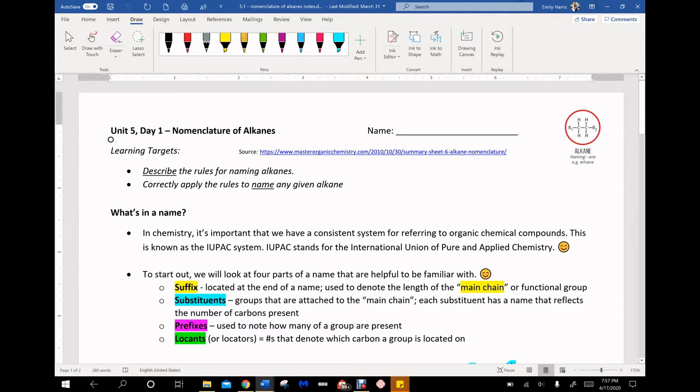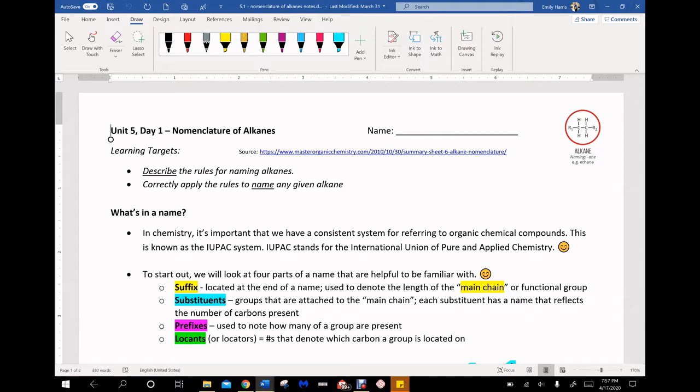Alright guys, so today we're going to start off with a lesson called Nomenclature of Alkanes. If you remember from Chemistry 1, nomenclature is all about naming. For each group or type of organic molecule, we'll talk a little bit about how to name them, and then proceed into diving into some of the reactions that they participate in, and then some of the real life applications.